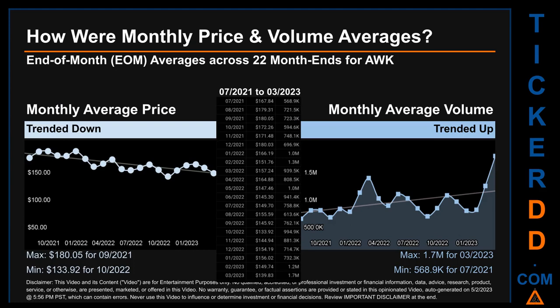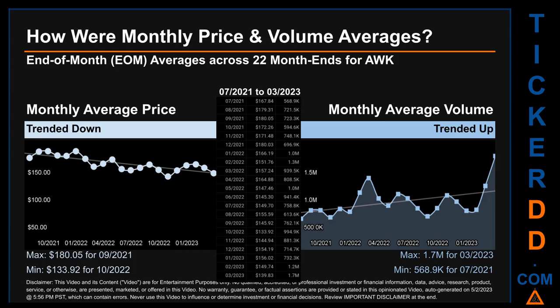How were price and volume averages for AWK? Across 448 trading days, there were a total of 22 month ends, of which monthly averages for daily price and volume were calculated. Overall, monthly price average trended down while monthly volume average trended up.